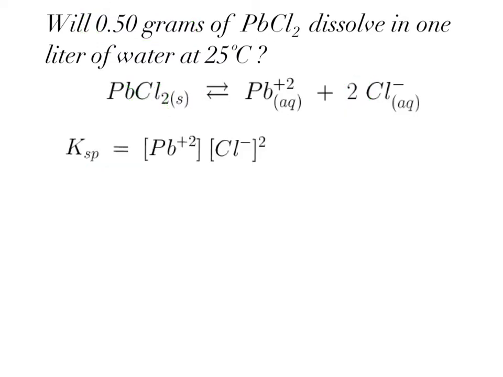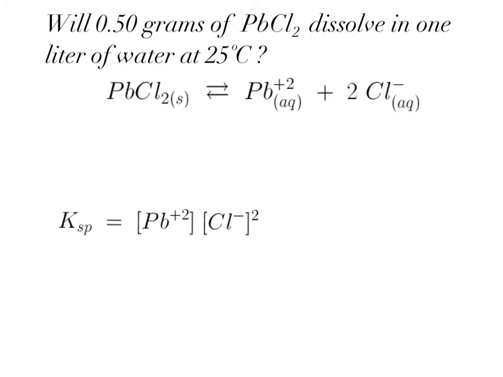So now that we have the KSP expression, we're going to write the ICE box and then solve and see if we can plug things in. So initially there's some amount of PbCl2 solid, it doesn't matter how much. There's 0 Pb plus 2 aqueous and 0 Cl minus.